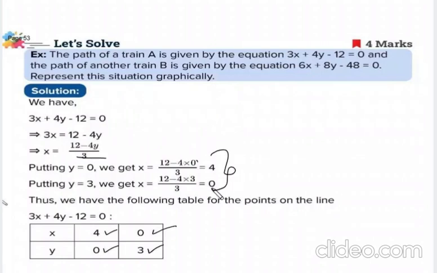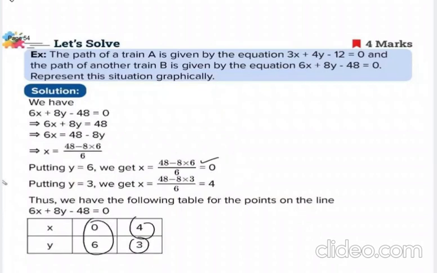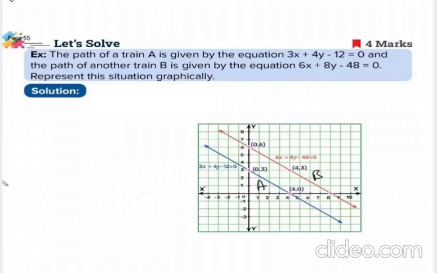You can put values. If x is 4, y will be 0. If x is 0, y will be 3. You can use them. Correct. Similarly for train B, you can use x is 0, y is 6, x is 4, y is 3. And then you can look over here how you will plot the graph. Now you know the points, so remember that both the lines will always be parallel to one another. You will notice that in this graph both the lines will be parallel to each other.